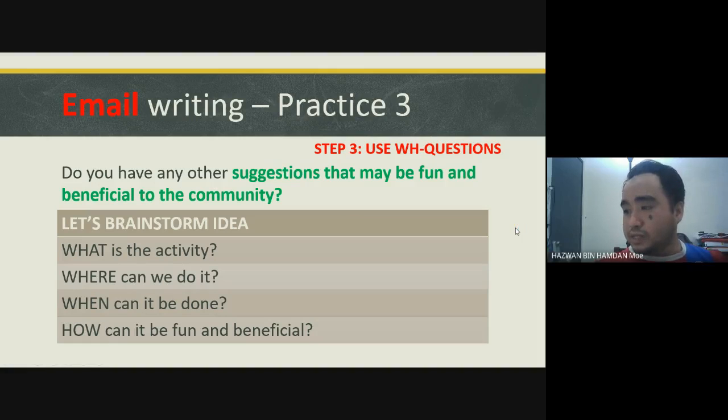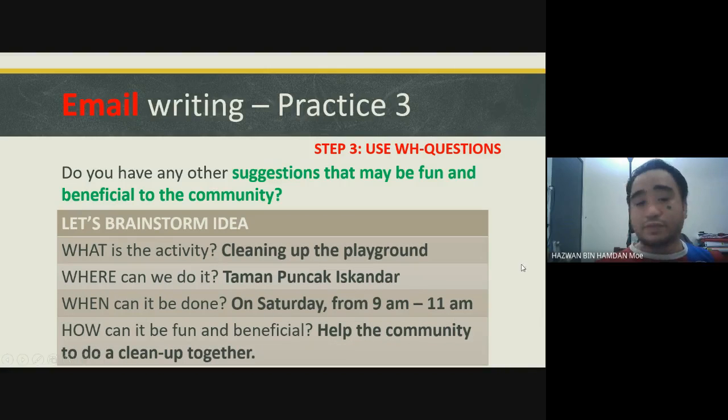So apa aktiviti dia? Yang saya bagi contoh. For example, my idea is cleaning up the playground, membersihkan taman permainan. Where can we do it? Taman Puncak Iskandar, for example. When can it be done? On Saturday from 9 a.m. to 11 a.m. How can it be fun and beneficial? Help the community to do a clean up together.